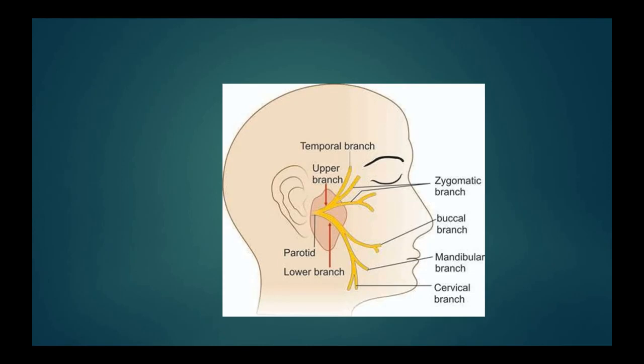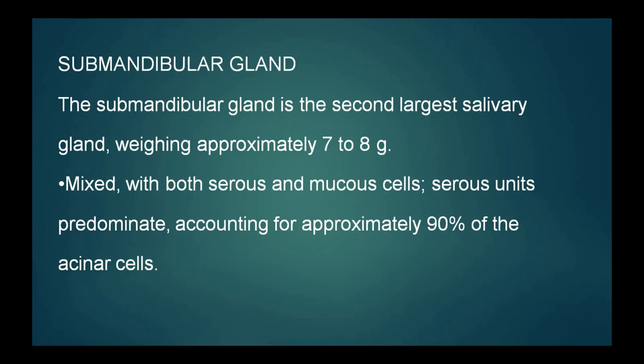These are the two branches, the upper branch and the lower branch. The upper branch divides into the temporal branch and zygomatic branch, and the lower branch divides into the buccal branch, mandibular branch, and cervical branch. Now coming to the second largest gland, the submandibular gland.